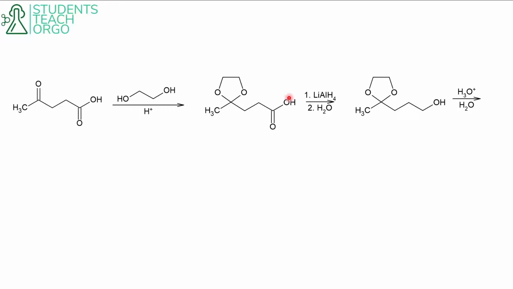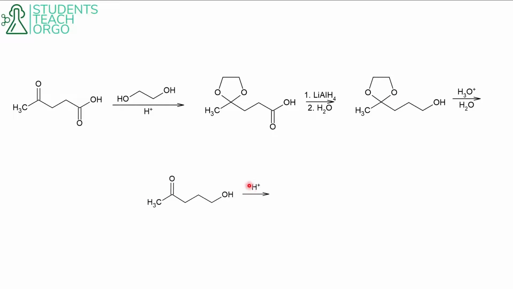So let's go ahead and do that. All right, we basically just delete this doubly bonded oxygen and leave an alcohol group. And now we're reacting with some aqueous acid. This is a step in which our cyclic acetal will now come off and form our ketone again.